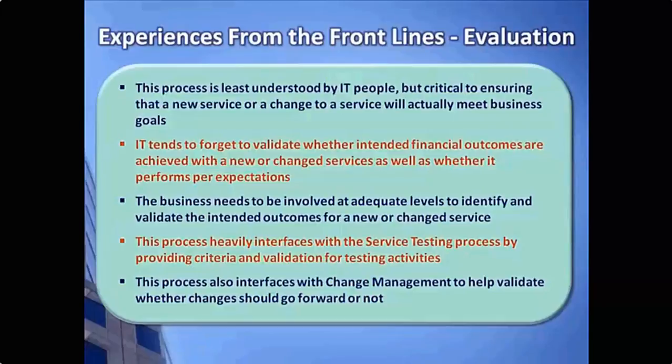Also note that this process interfaces with change management to help validate whether changes should go forward or not. In other words, if testing bears out that the outcomes as desired cannot be met, then we need to figure out whether we're truly going to put this solution in production or call a halt to it. Very tough call to make, but one that may be necessary. So again, these are just some considerations with the evaluation process, and hopefully this helped make some of that a little bit clearer.